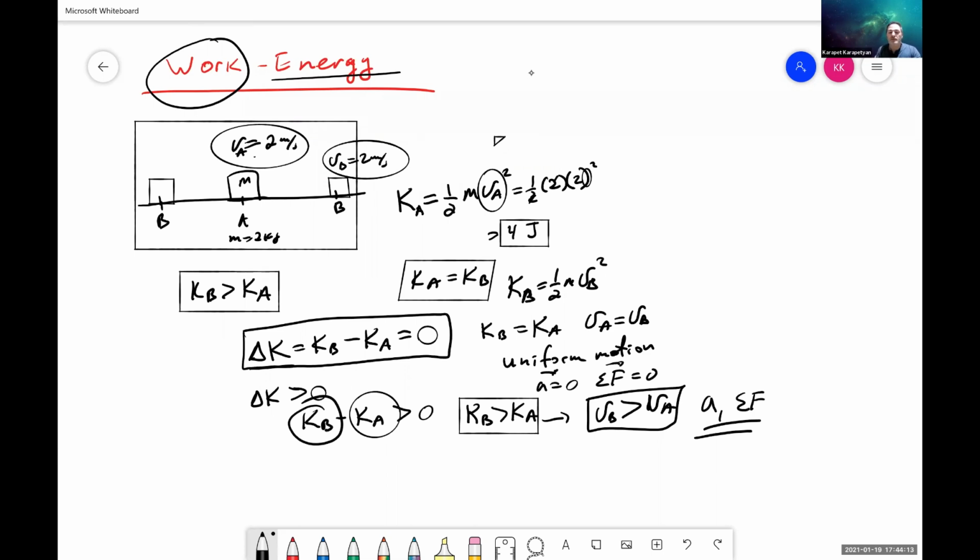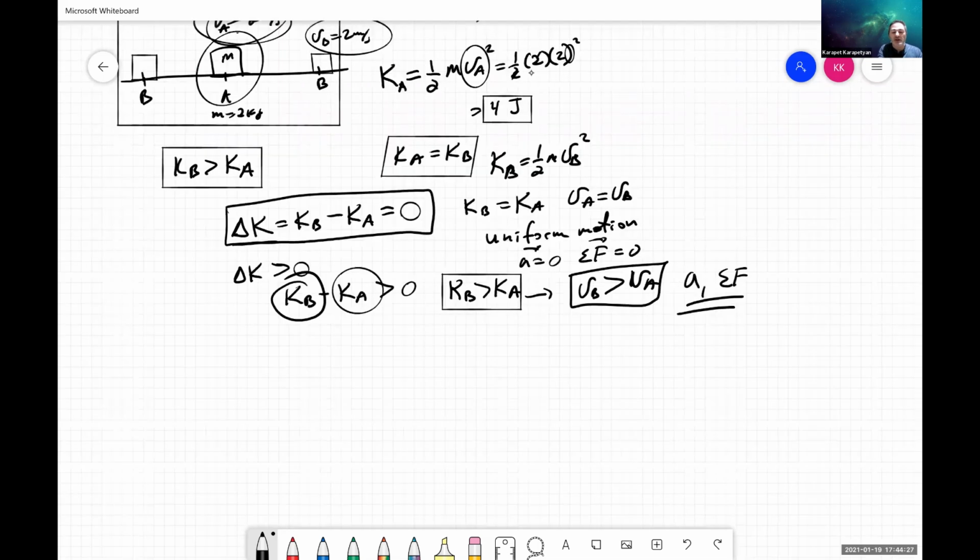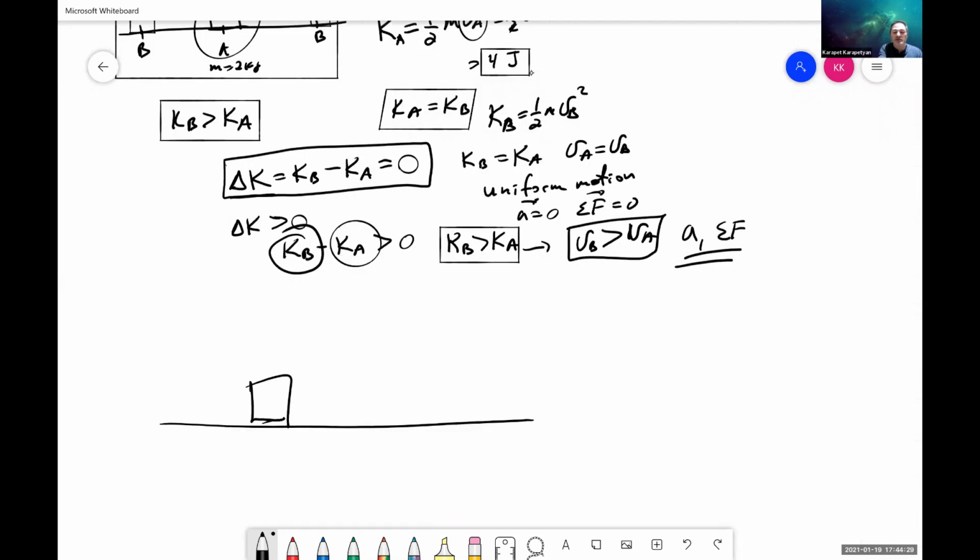All right, so now another question is this. Let's say the object here is at point A, moving at some velocity, 2 meters per second, and let's say it gets to point B. So let's say here's this object at point A. Let's make it a little bit easier. So let's say the object is at rest at point A.